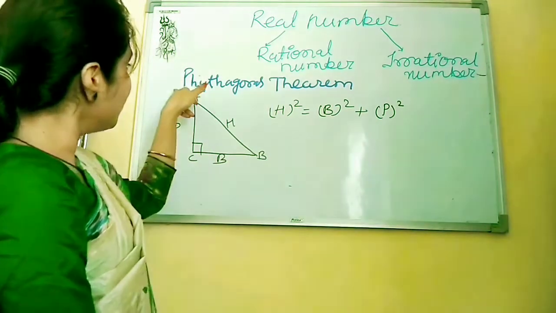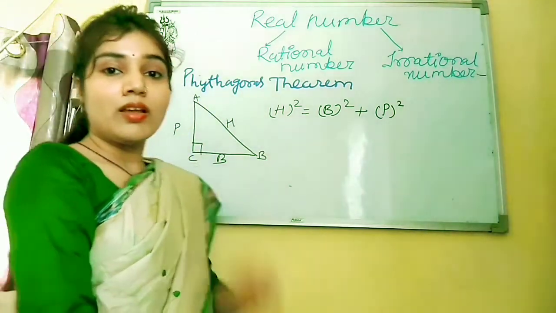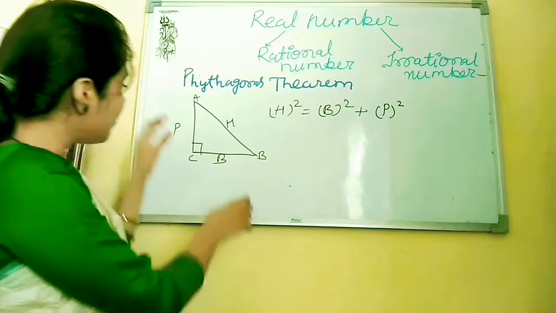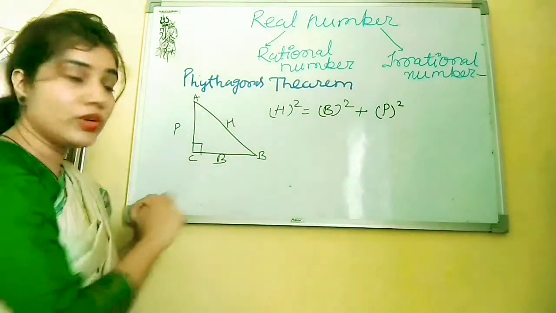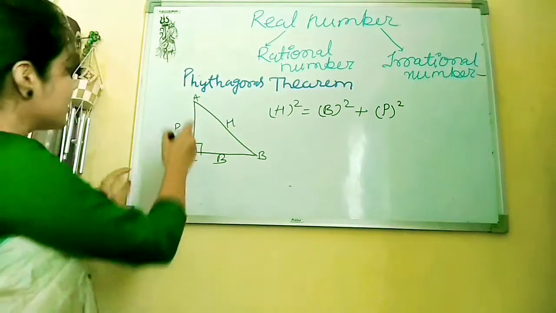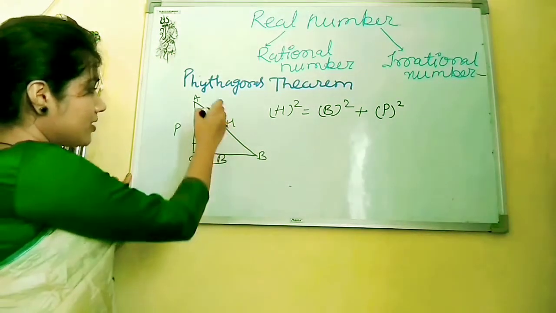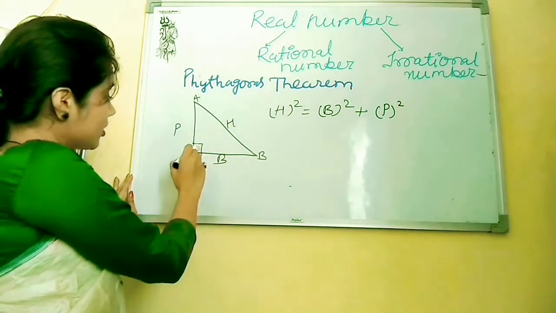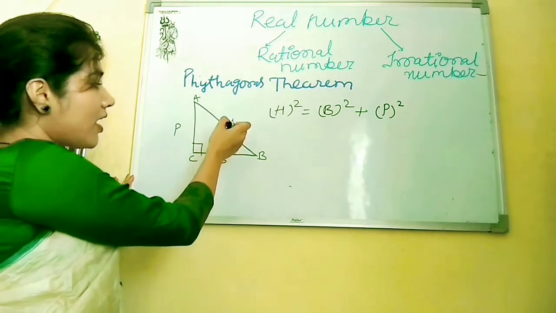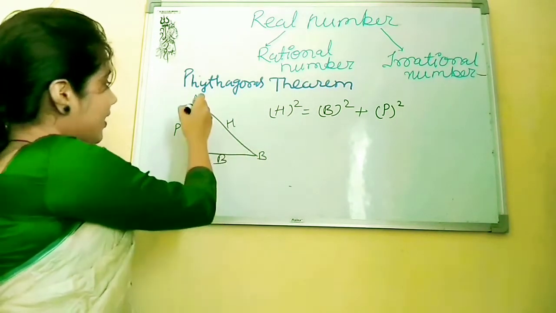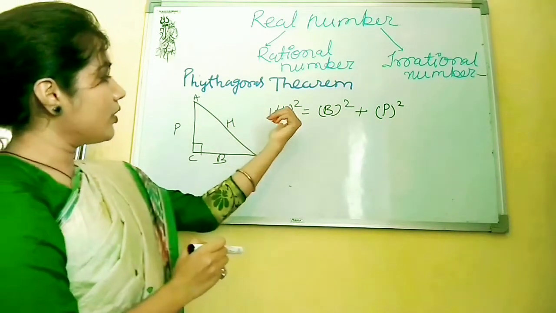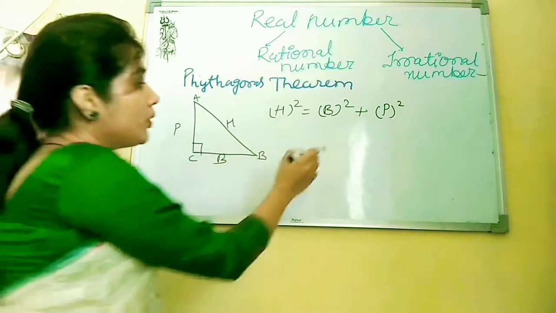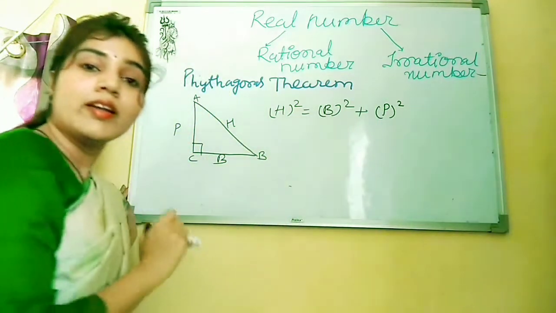Before this, we have to know the Pythagoras theorem, which you have already studied in your previous class. This is a right angle triangle you are seeing here. This is the perpendicular, this is the base, and this is the hypotenuse. This is the 90-degree angle. Just in front of the 90-degree angle we have marked the hypotenuse, which joins our base and perpendicular. The formula of the theorem is: hypotenuse square equals base square plus perpendicular square.